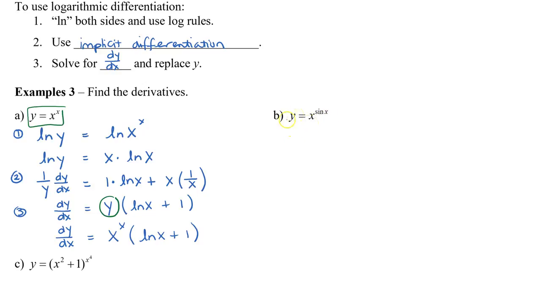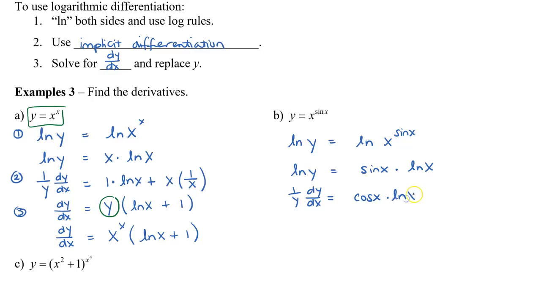So first step, we're going to take the natural log of both sides. We're going to move my sine x to the front using my power rule. So I have sine x times the natural log of x. Now I'm going to take the derivative. So we have 1 over y dy/dx. Derivative of sine x is cos x times ln x plus sine x. Derivative of ln x is 1 over x.